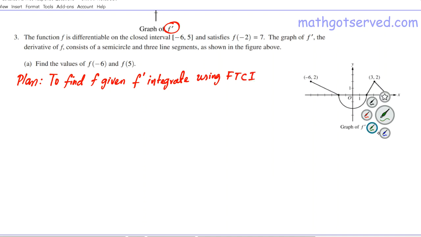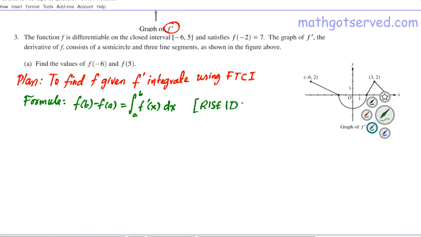Let's go ahead and write down the formula that's going to guide our problem solving process. The formula FTC1 is as follows. So f of b minus f of a, you can think about this as y2 minus y1, or the rise, okay? The rise is equal to the integral of the derivative f prime of x from a to b, of course, with respect to x. Okay, so we have rise equals the integral. There you go. Okay, so the rise is the integral of the derivative from a to b.